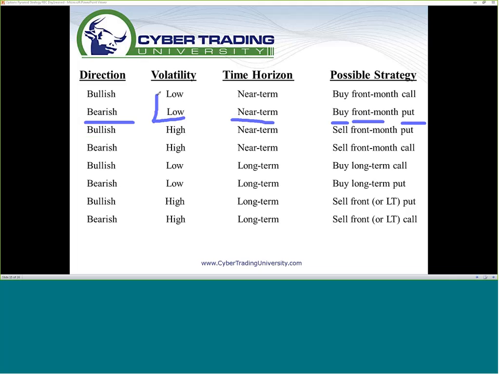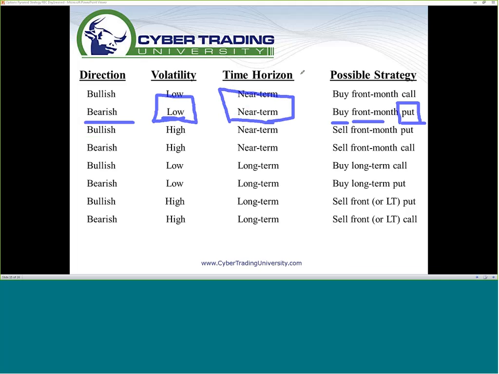We look at volatility. If the volatility is low, we buy an option. If the volatility is high, we sell an option. So in this case, if volatility is low, we buy an option. Which option do we buy if we think the stock is going to go down? A put. Long term or short term? We look at the time horizon, near term. This is a way, by the way, it's a little bit speculative. Actually, it's very speculative. But this is a way that traders use to play earnings.